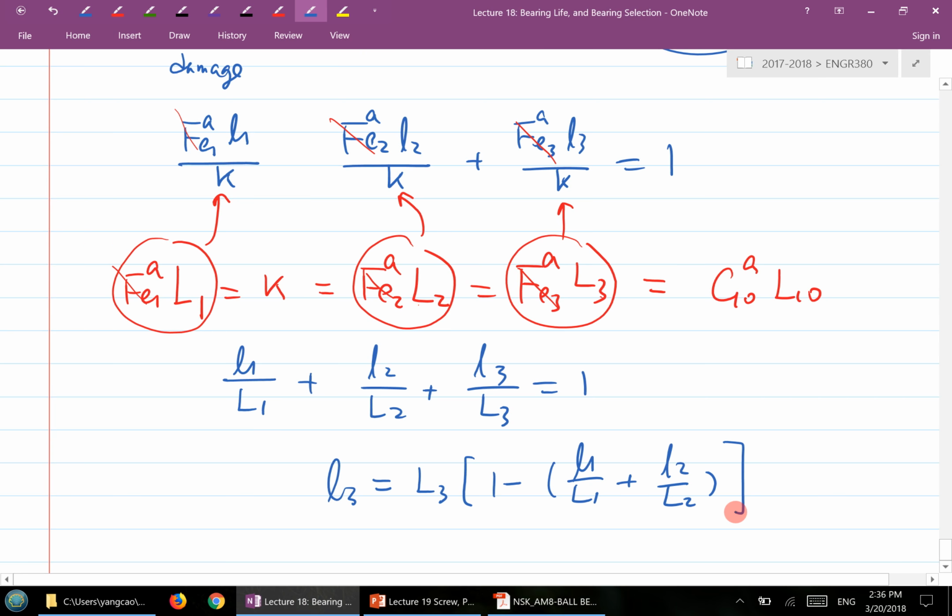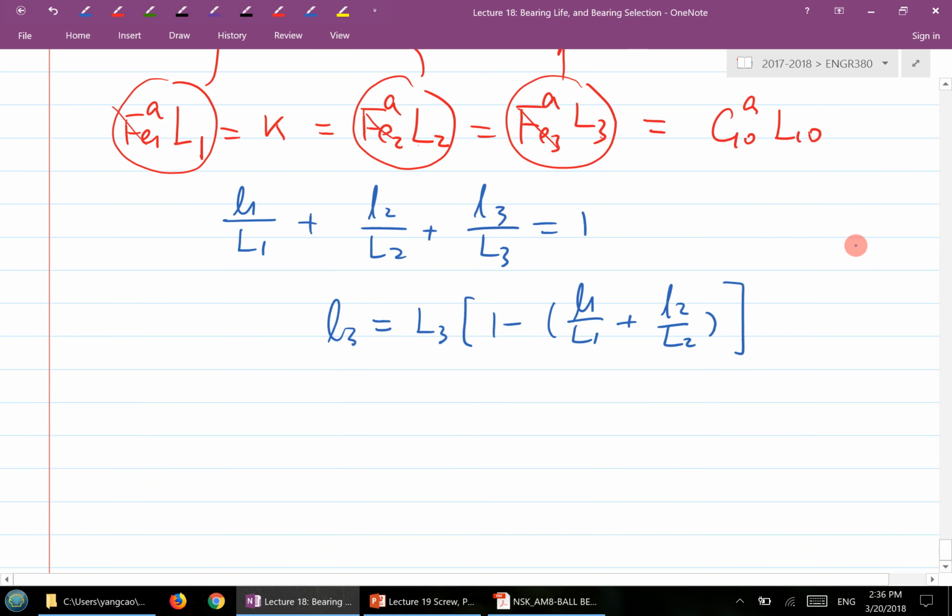So that's the example, not a specific example, but when you have this kind of scenario, that's how you can calculate the remaining life L3, given the repetition of L1, L2 under FE1 and FE2. So let's take a look at a quick example here. It's very much the same as your assignments.